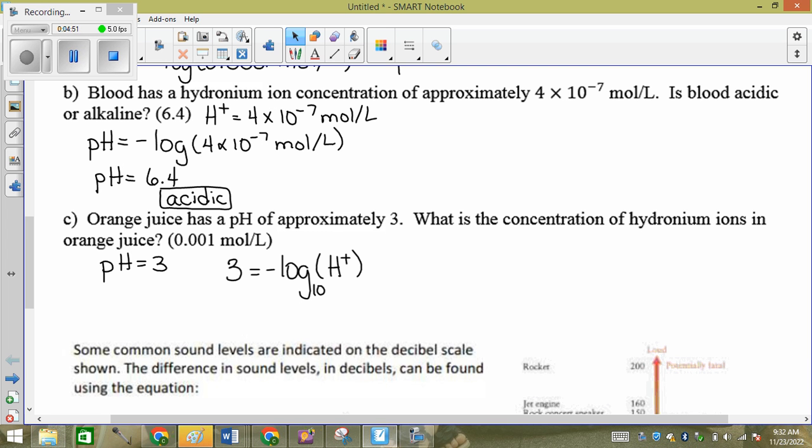This one is always tricky, it gets people. Can I convert in the way that it is currently? No. Why? Because there's a negative in front of the log. You're right. There's a negative in front of the log. So we're going to divide the negative 1 over.